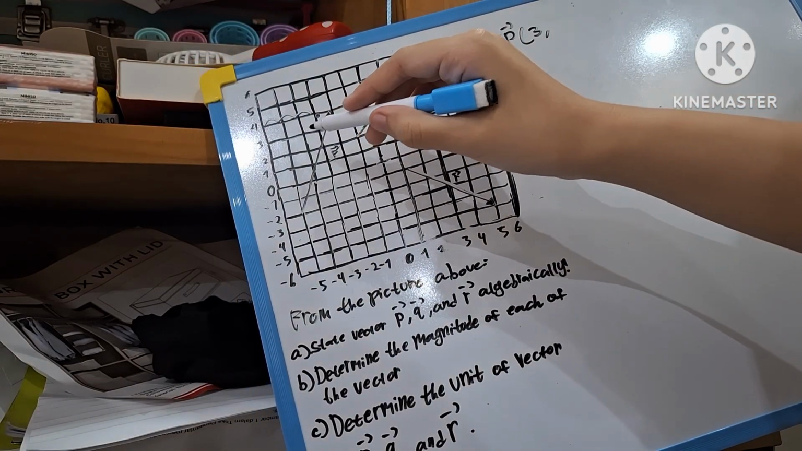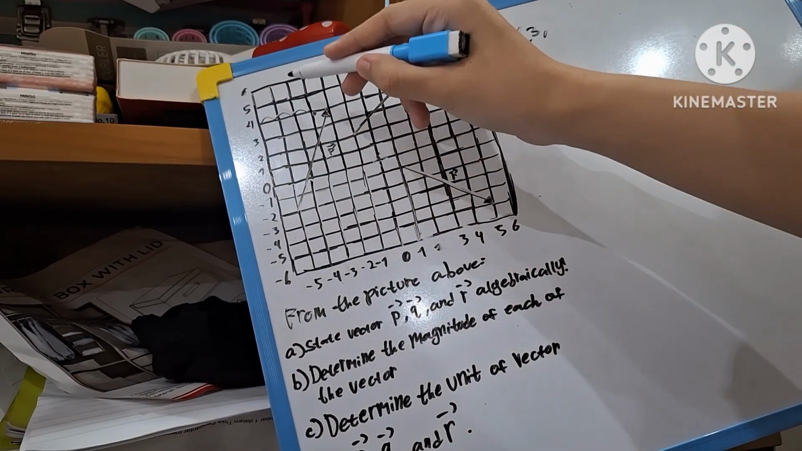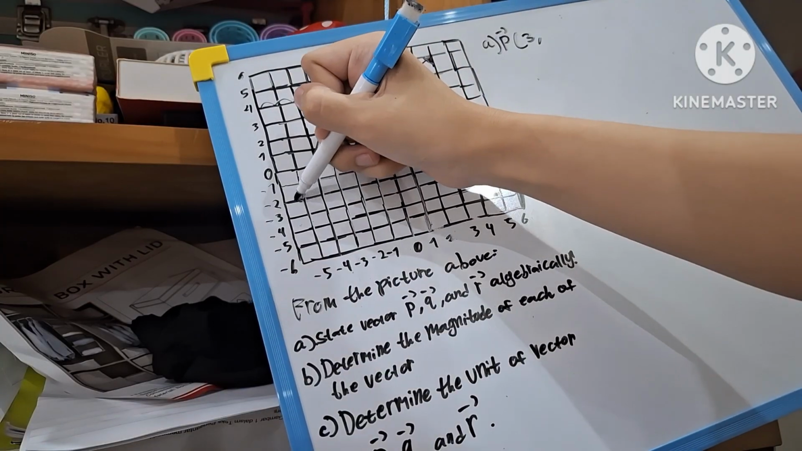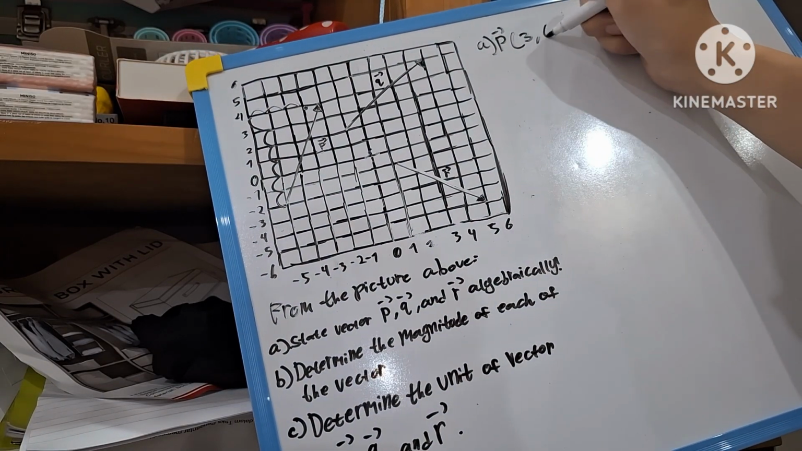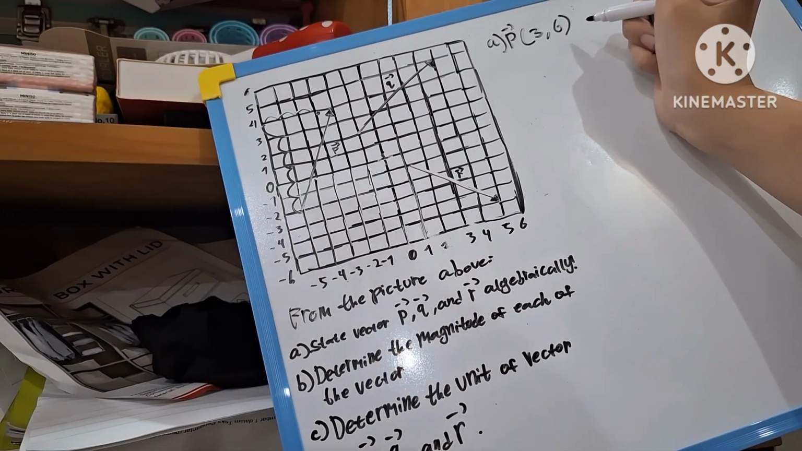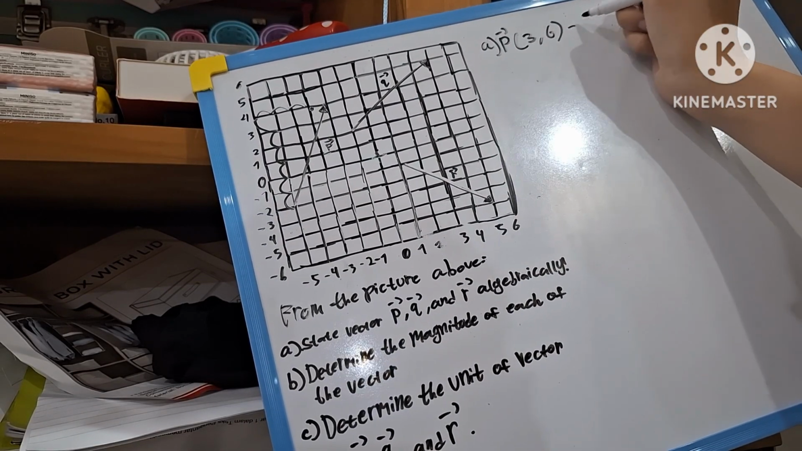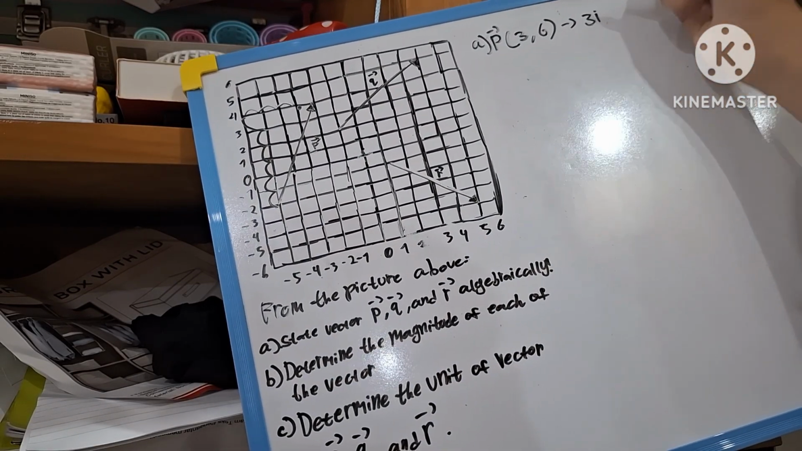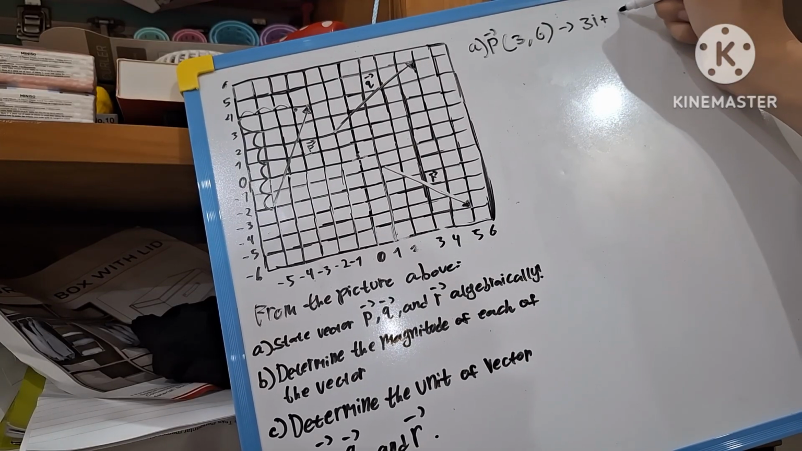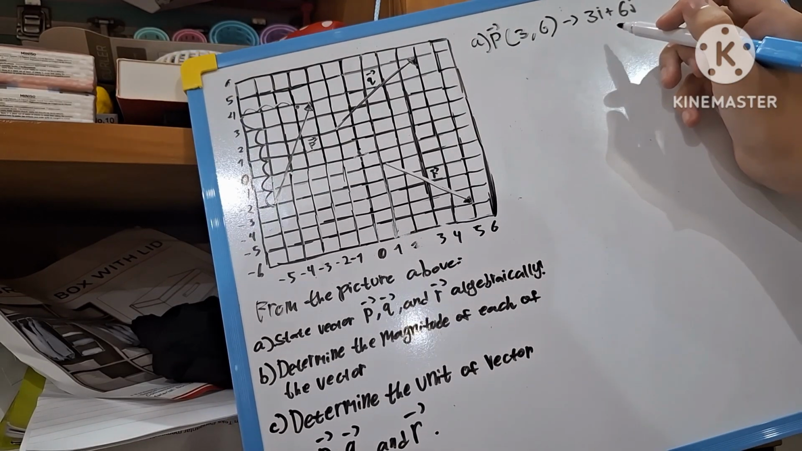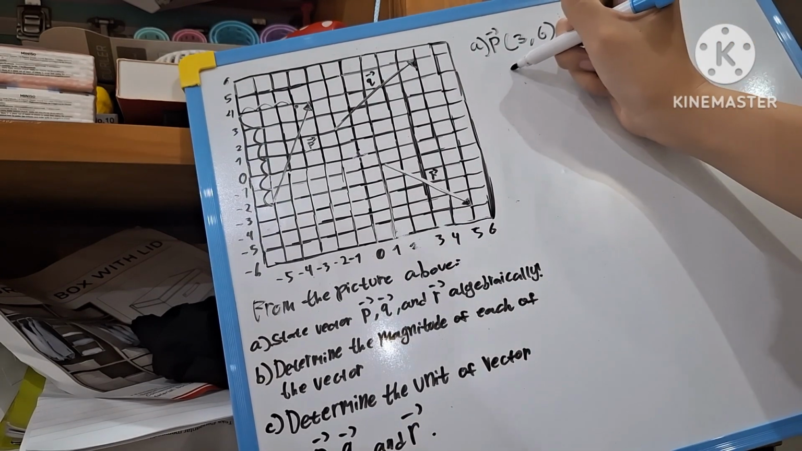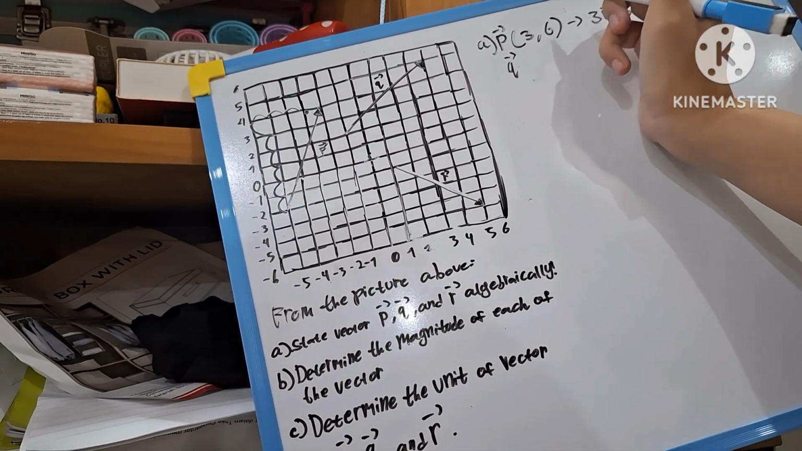Now, we're going to go from bottom to up. There, it will be 1, 2, 3, 4, 5, 6. And put a 6 there. And with that result, we can just write it as 3i plus 6j. Very easy, isn't it?